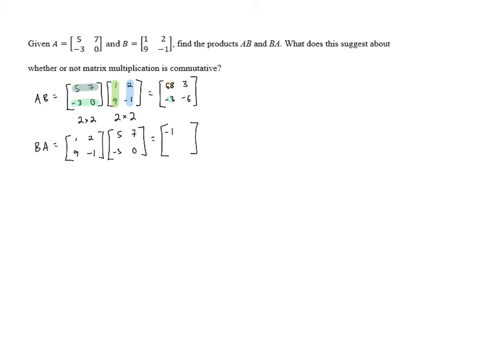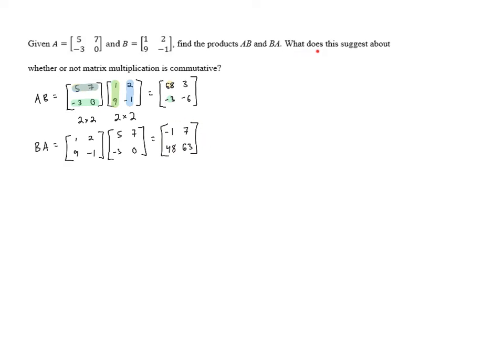Then we move to the next column, but the same row. 1 times 7 is 7, 2 times 0 is 0, 7 plus 0 is 7. Next, we move to the second row, and we look at the first column. 9 times 5 is 45. -1 times -3 is +3. 45 plus 3 is 48. And then we move to the last row and the last column. 9 times 7 is 63. -1 times 0 is 0. 63 plus 0 is 63. And so this is the matrix we get when we take the product B times A.